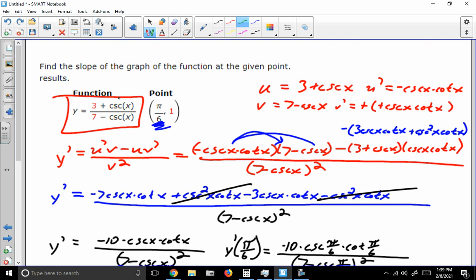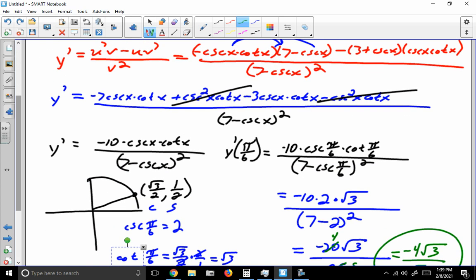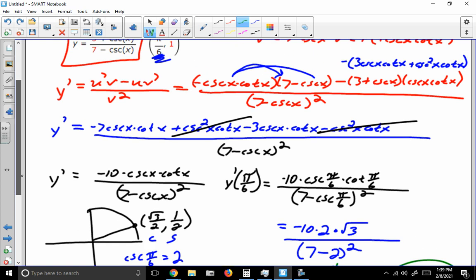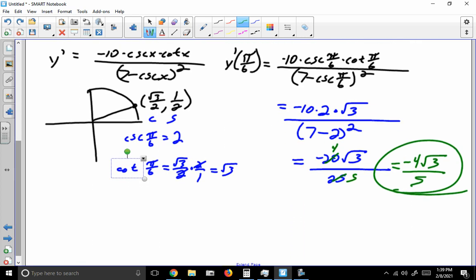So we had to use the quotient rule to get the derivative, and then we had to substitute pi over 6 into our function. We did not necessarily have to distribute to cancel out. We could have substituted in here. Either way is fine.